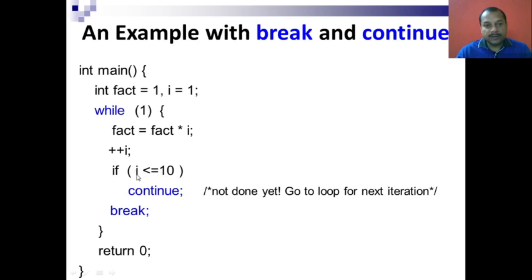But the moment I find that after the increment operation i is equal to 10, then this condition will be evaluated as false. So this continue statement will not be executed, it will come out, and when it comes out, it will execute this break statement, and because of that it will come out of this while loop. Okay. So what I can compute here, I can compute factorial 10. So until I finish the factorial 10 calculation, the continue statement will not allow me to execute the break statement.